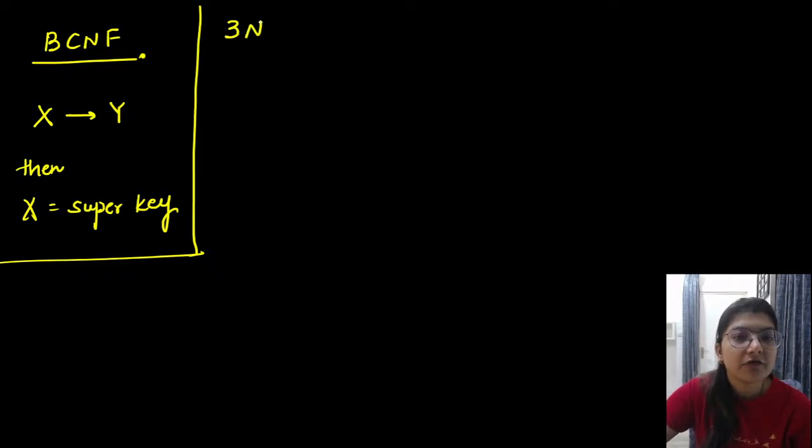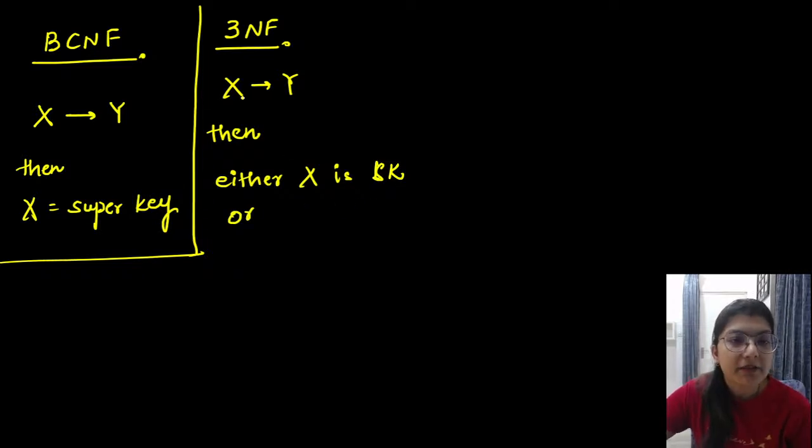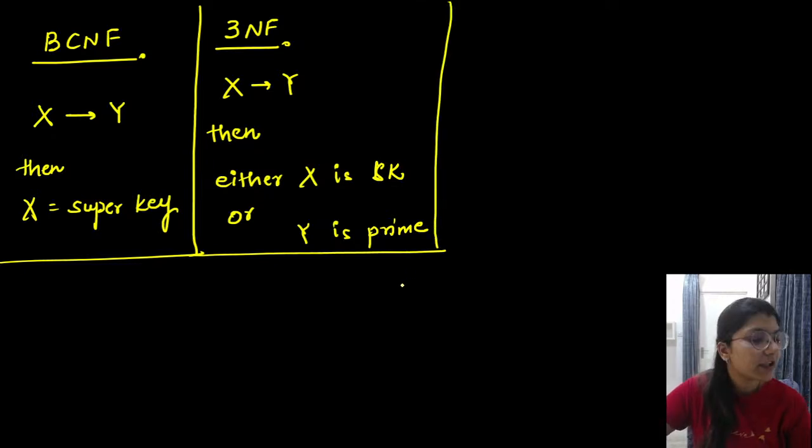Then what is the condition for 3NF? 3NF says that if X determines Y, then either of the two conditions should follow: either X is a super key, or Y is a prime attribute, that is, Y is a part of a candidate key. So this is the condition for 3NF.